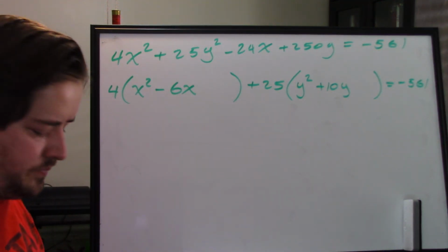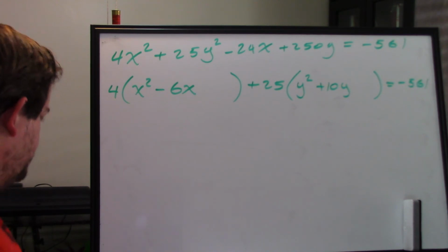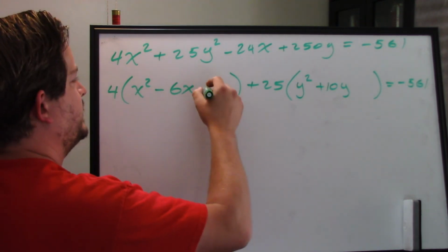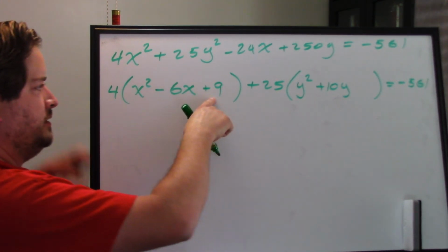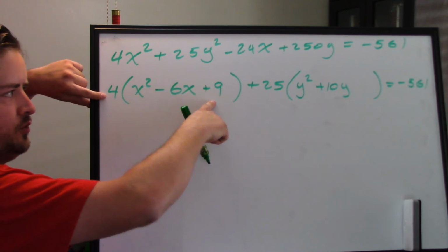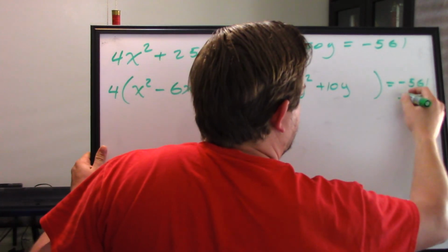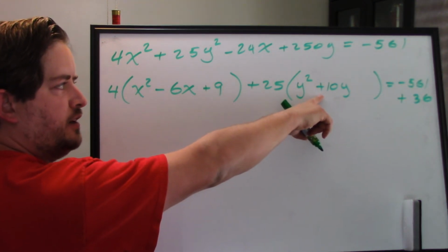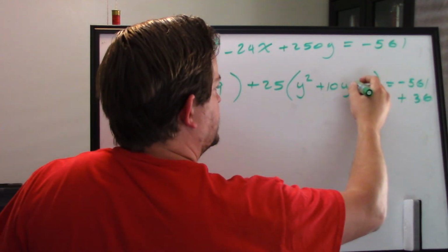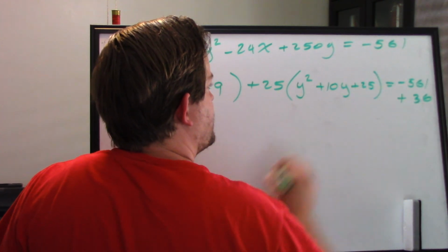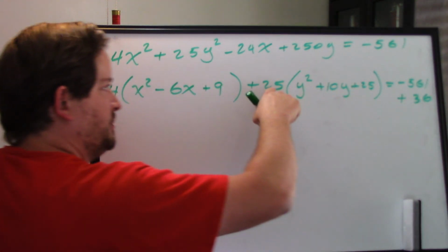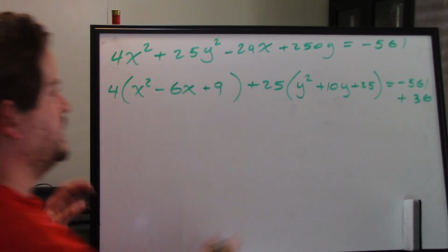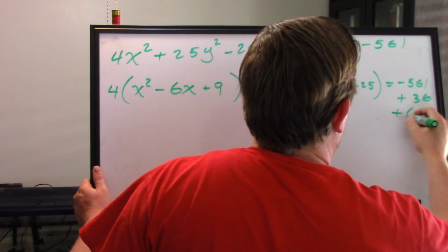Okay. So half of 6 is 3, square it is 9. So I'm adding 9, but I'm really adding 9 times 4, which is 36. So I'll add 36 to the other side. In here, half of 10 is 5, square it's 25. So I have plus 25, right? And 25 times 25 is, I want to say 625. It is. And so I'm going to add 625.